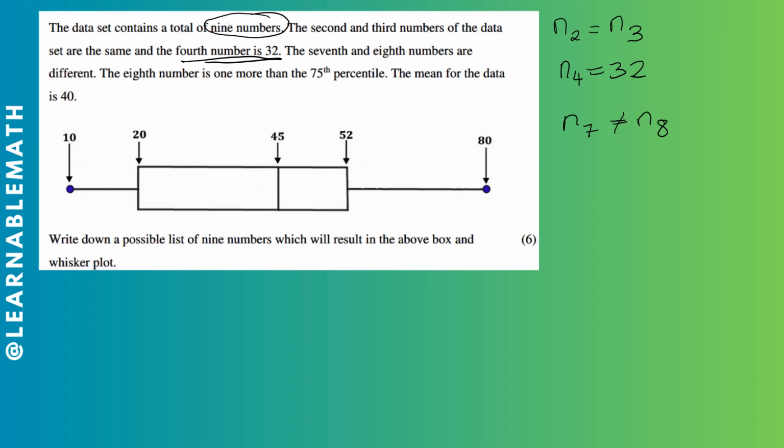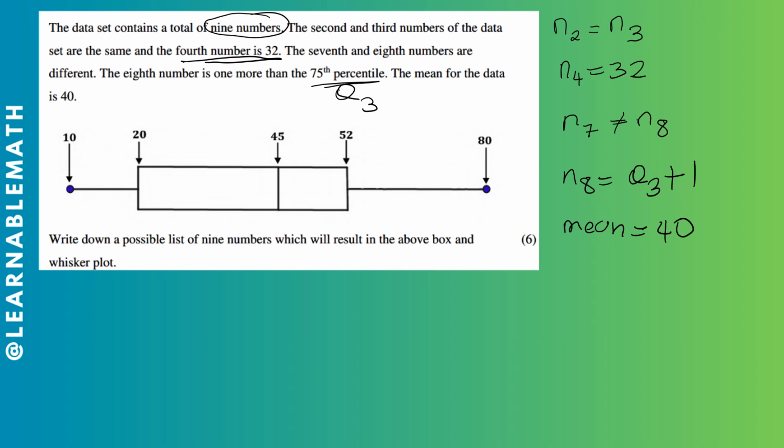The 8th number is 1 more than the 75th percentile. We know that the 75th percentile is our Q3, the third quartile. So the 8th number is equal to Q3 plus 1. The mean of the data is 40, so we are given that the mean is 40.